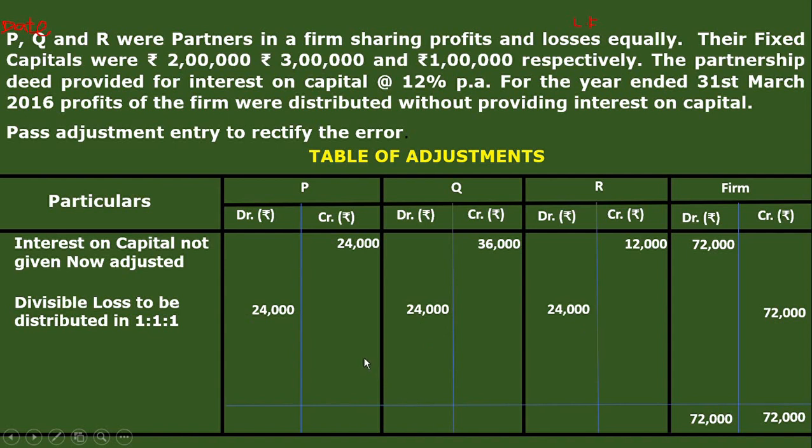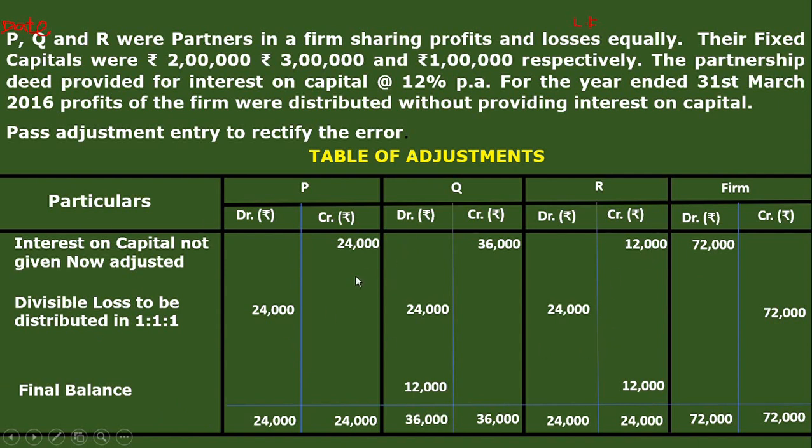So now it is time for the balance. P's both sides are the same, so no balance will come. For Q, the credit side is greater, 36,000. I had written that figure here. Now the balance will come as 12,000. For R, the debit side is greater, and the same figure I had written here, 24,000. Then if I take the balance, it will come to 12,000. And you know this is known as the final balance. So our table of adjustment is ready.